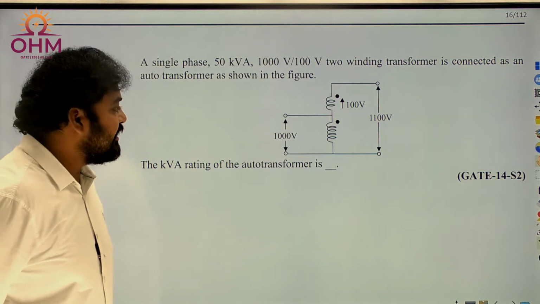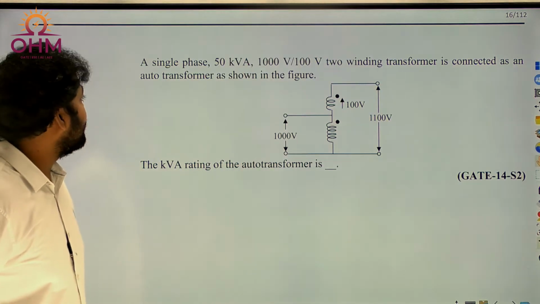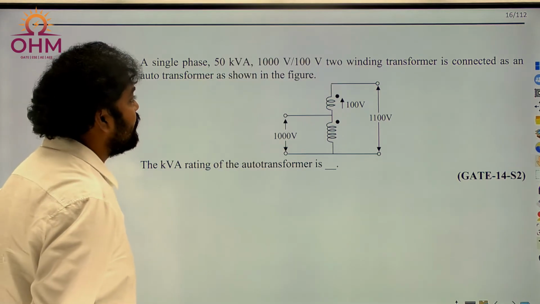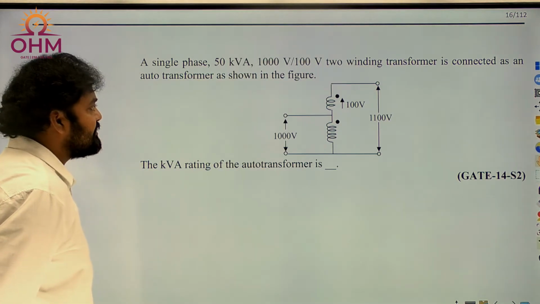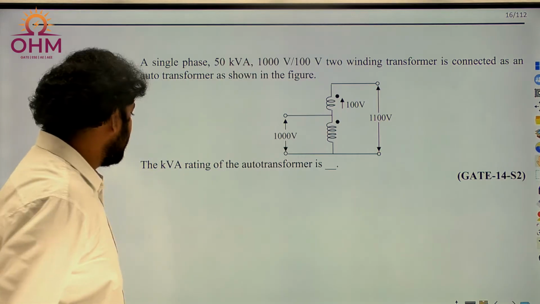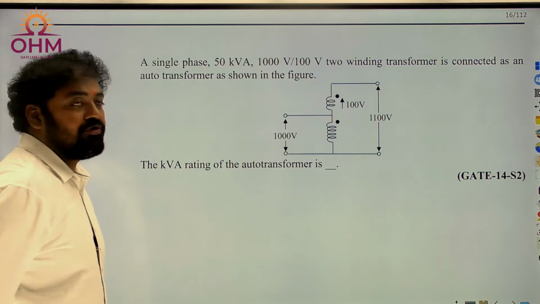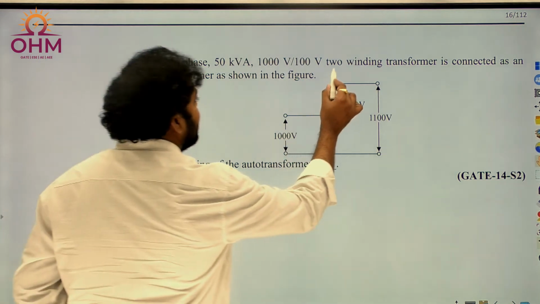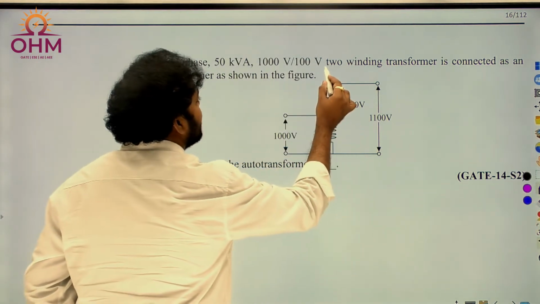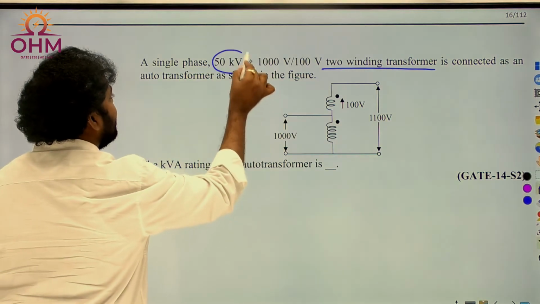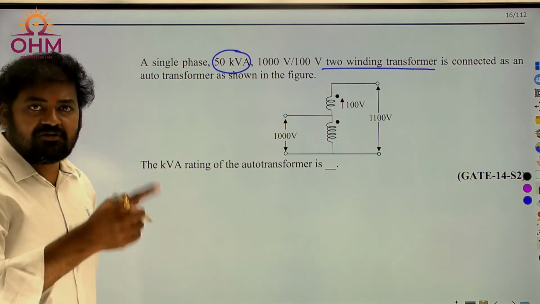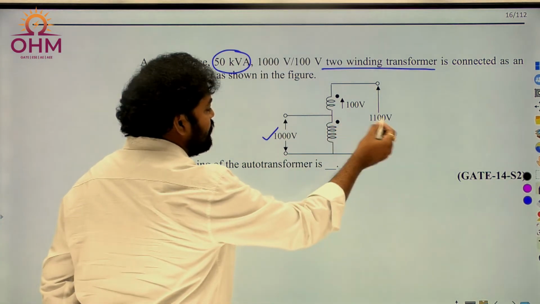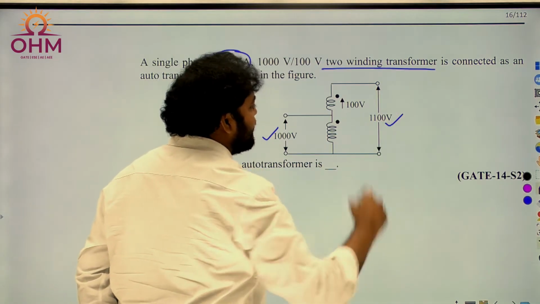This is a question from GATE 2014. Read the problem. A single phase 50 kVA 1000 by 100 volt 2 winding transformer is connected as an auto transformer as shown in the figure. The kVA rating of the auto transformer is how much? Very straightforward question. We have a 2 winding transformer, and that 2 winding transformer has a power rating of 50 kVA. That is now converted into an auto transformer, and the diagram was very clear. Input voltage was 1000, output voltage 1000 plus 100, 1100 volt.